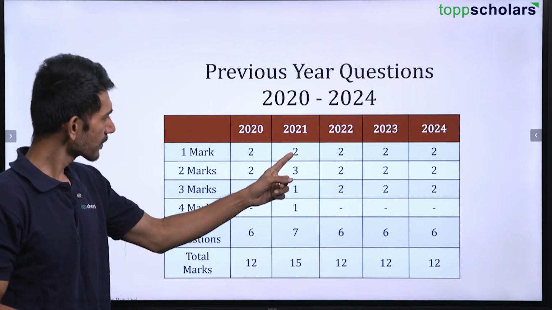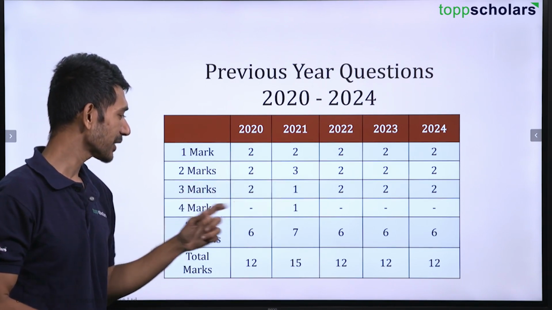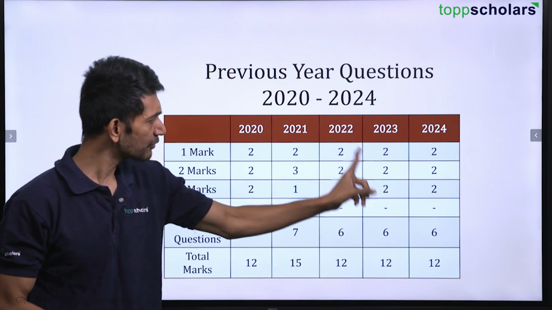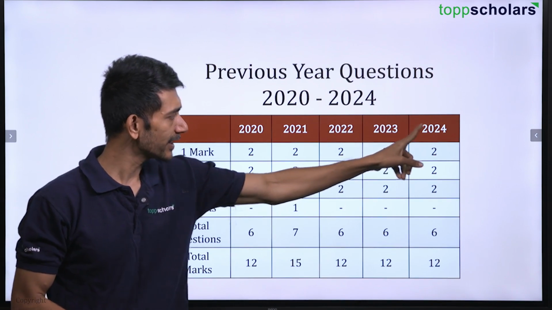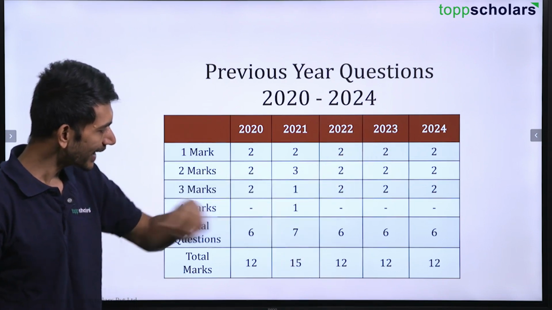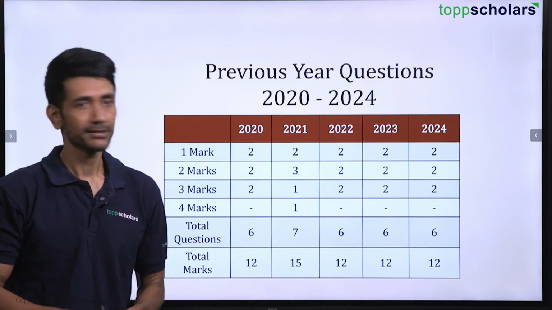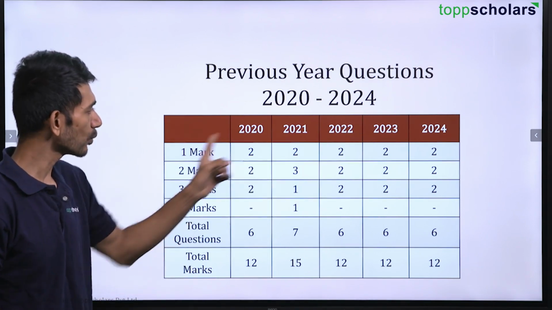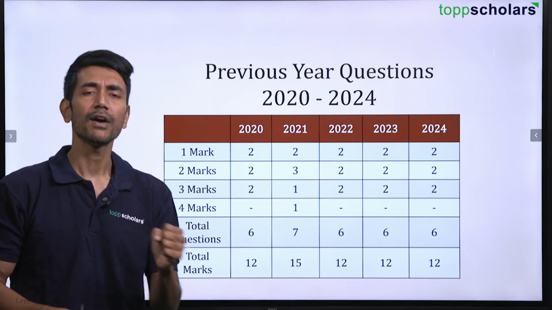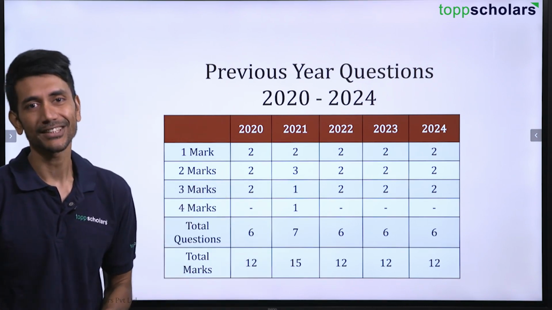Here also, 2 questions were 1 mark, then 3 questions of 2 marks, 1 question of 3 marks and 1 question of 4 marks was asked, 15 marks in total. And it has been constant in 2022, 2023 and 2024, 6 questions and 12 marks each. So looking at this, we can analyze that the weightage for this particular chapter would be around 12 marks. All the types of questions are important: 1 marker, 2 marker, and 3 marker. You don't have to worry. We have to cover ample questions in this chapter, and we are going to do that in this session. So let's begin.